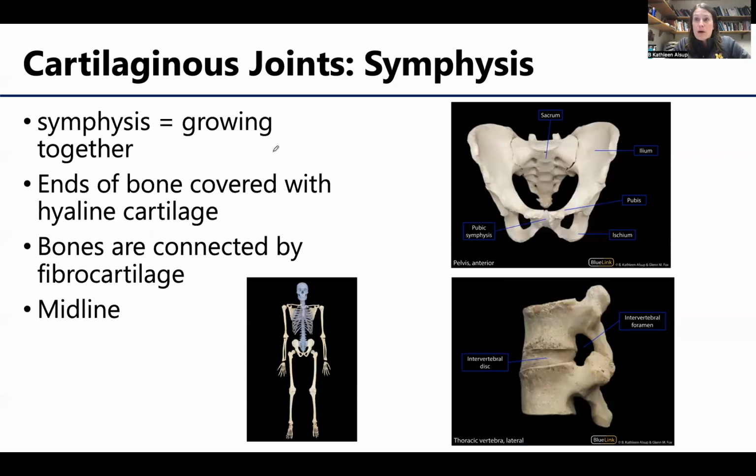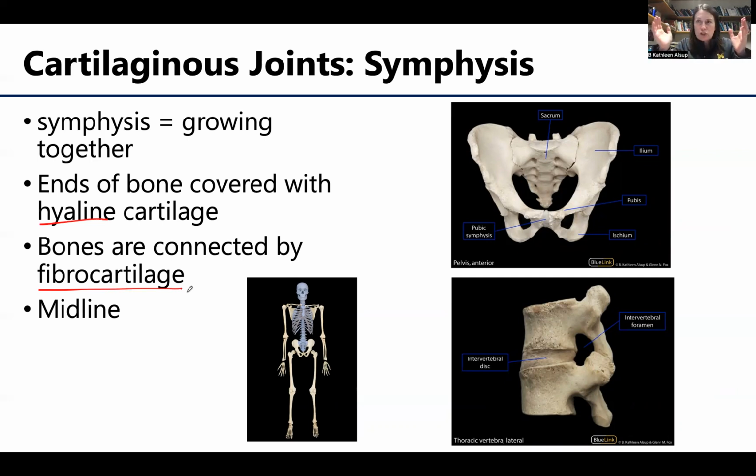The second type of cartilaginous joint is referred to as a symphysis. With a symphysis, it's a little bit more complex. The ends of the bone are going to be covered with hyaline cartilage. This is actually going to be pretty similar to what you have with a synovial joint, except there'll be a space in between the two. So the ends are going to be covered with hyaline cartilage, but usually there's going to be what's referred to as a disc of fibrocartilage between the layers of hyaline cartilage.